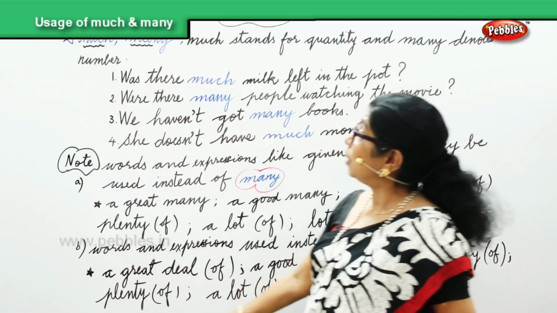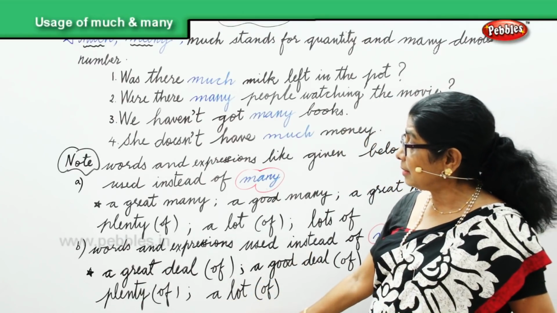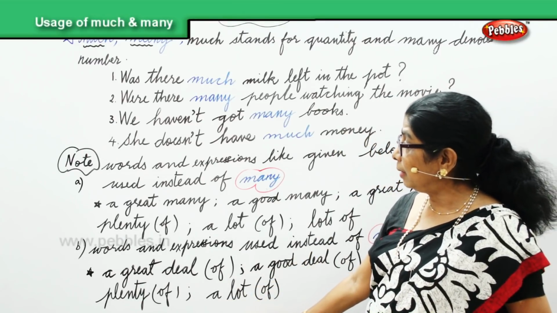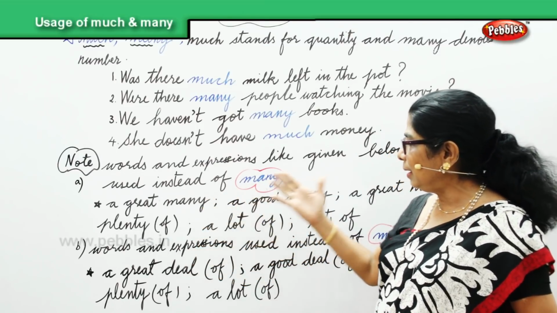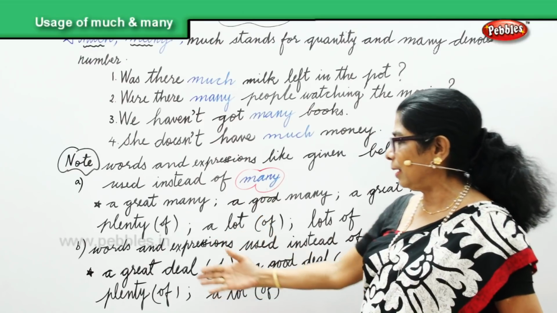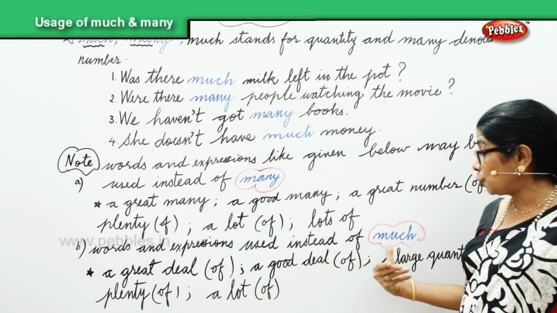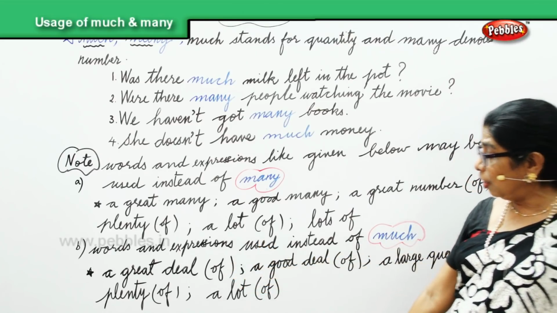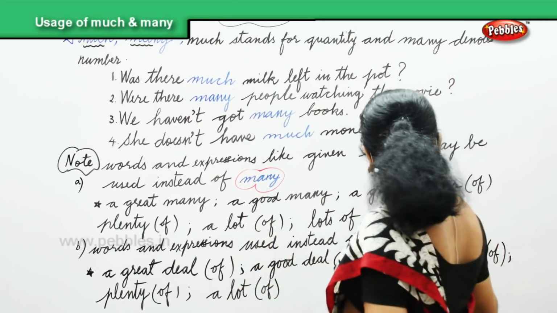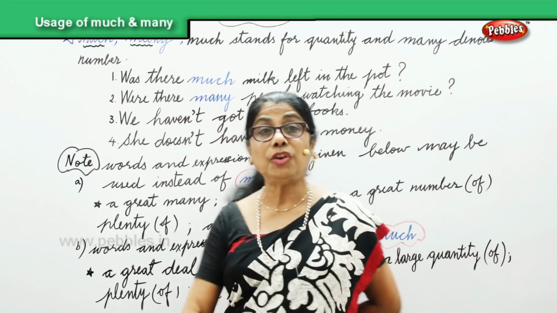So, in the usage of sentences, we need to remember we can use words instead of many, like a great many, a good many, plenty. Instead of using much all the time, we can also use a great deal of, a good deal of, a large quantity of, plenty of, a lot of.